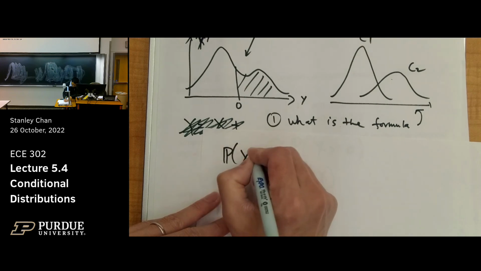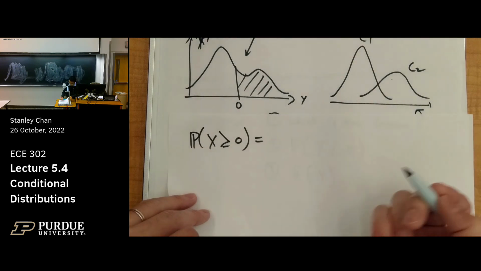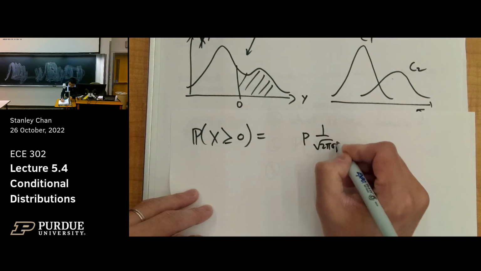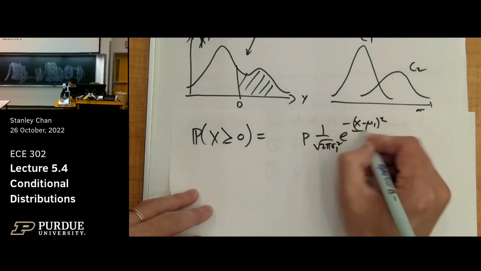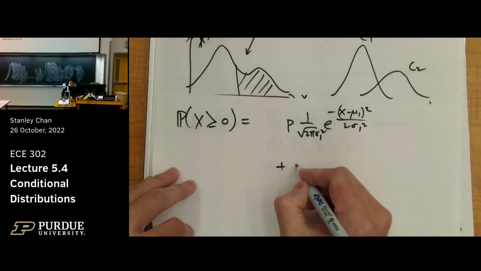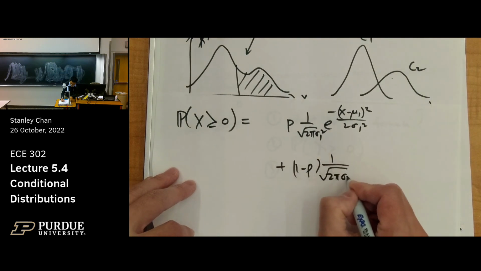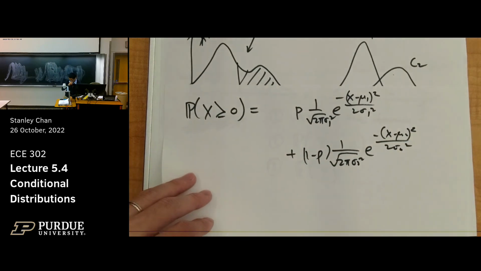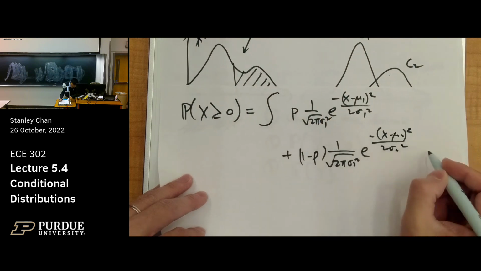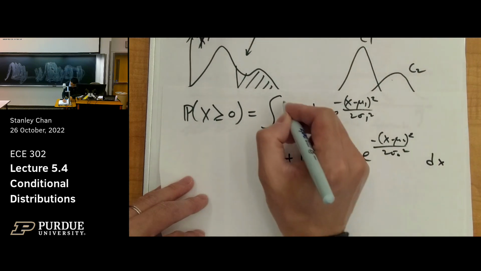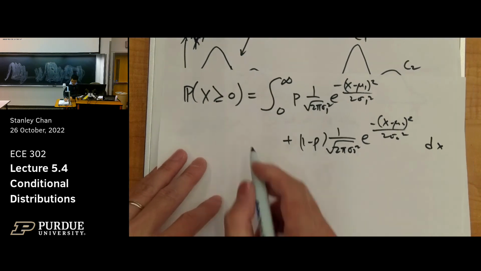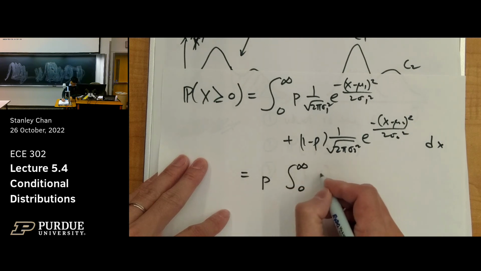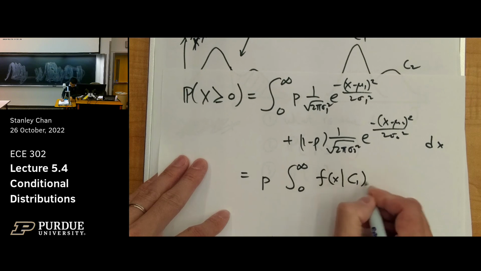So the probability that x is bigger than or equal to 0, if I tell you that it is P times a Gaussian, 1 over the square root of 2 pi sigma 1 squared, e to the minus (x minus mu 1) squared over 2 sigma 1 squared, plus 1 minus P times 1 over 2 pi sigma 2 squared, and so on. I tell you this is the formula. Then literally, what you're doing is integrating over x from 0 to infinity. You are really just going to integrate from 0 to infinity your f of x given C1 dx.